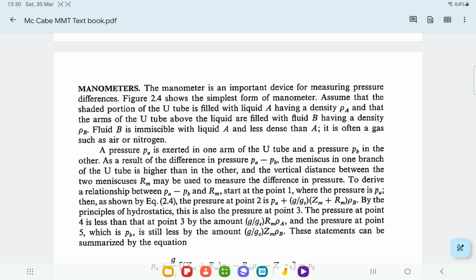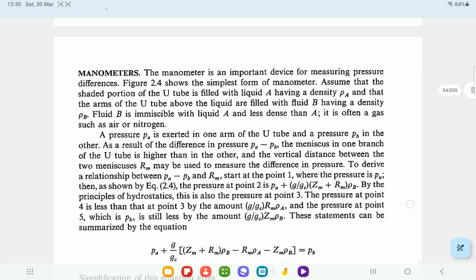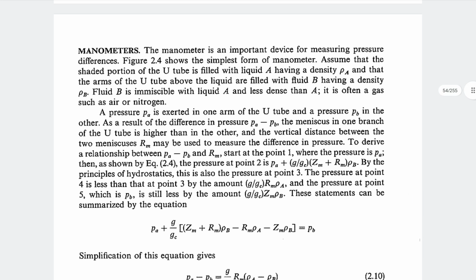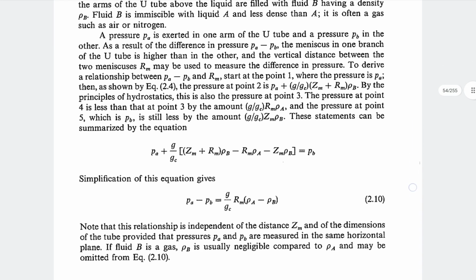Today we'll be discussing manometers and how to measure the pressure difference. In general, manometers are used to measure the pressure differences in any pipe or any equipment, right? So, the manometers are generally used in orifice or venturimeter where we can measure the pressure differences.